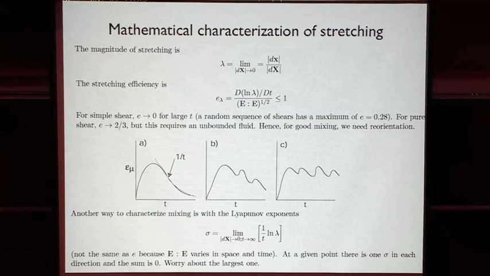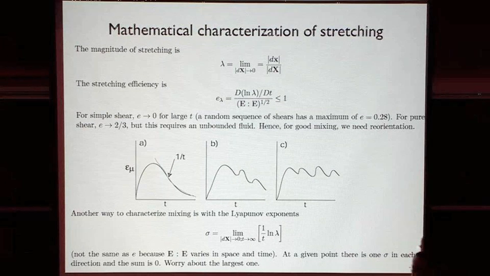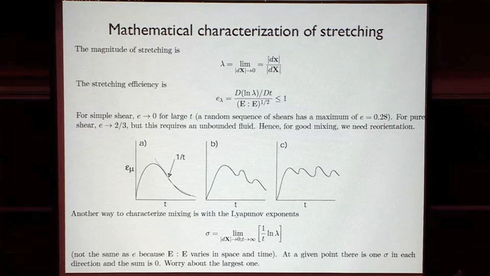I'm not sure how we're going to do for time, but there's another measure people often use besides this efficiency to characterize stretching. It's called the Lyapunov exponent. It's basically the constant in front of the time in the exponential dependence of stretching rate. So stretching rate scales exponentially in time for good mixing, and the Lyapunov exponent is a constant in front of that time.